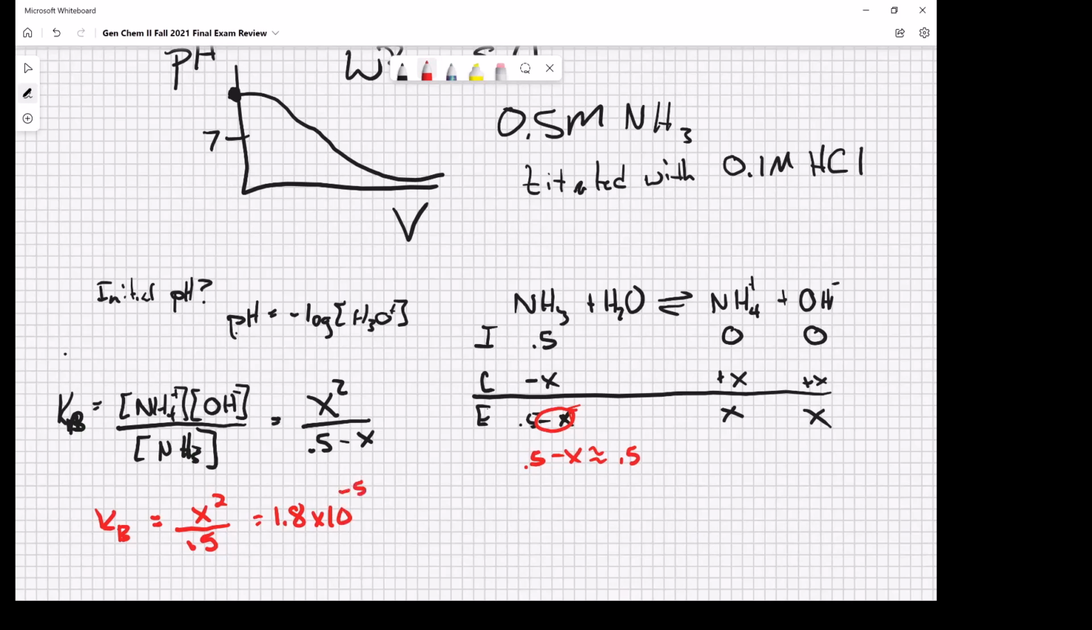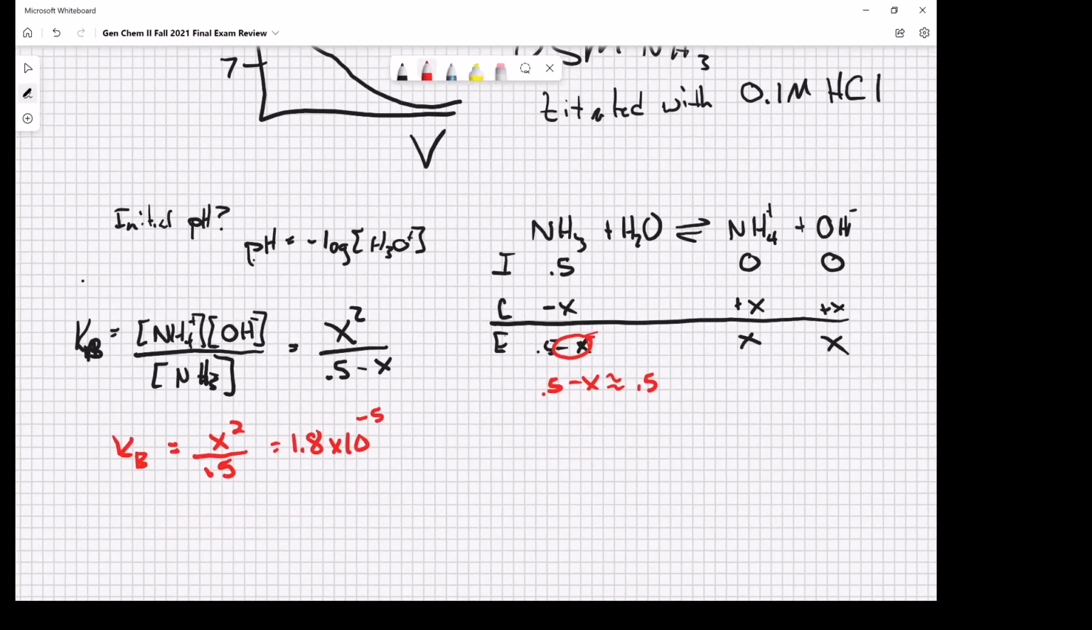All right, so now we just got to solve for X. So we multiply by 0.5 and take the square root. So 1.8 times 10 to the minus 5 multiplied by 0.5, and all of that, take the square root. That gives about 0.003. All right. So what does that number tell us?